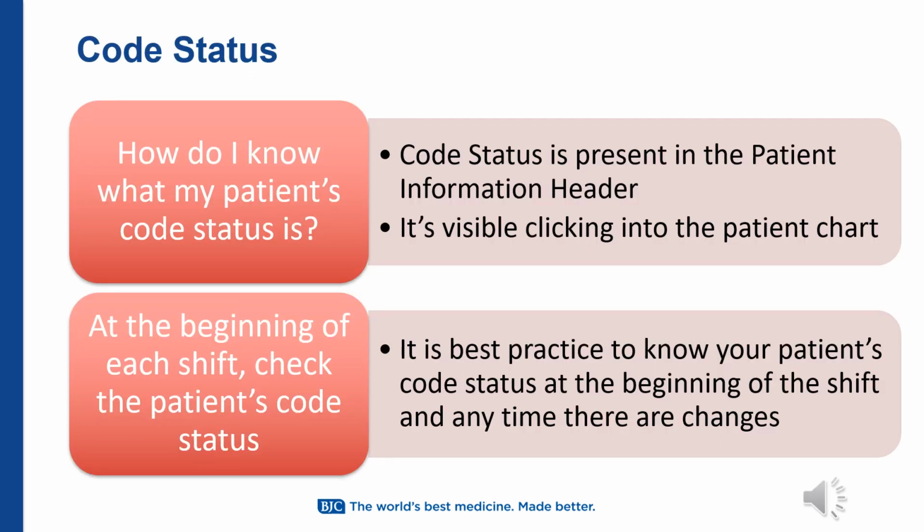Code status is present in the patient information header of the electronic medical record. It's visible by clicking into the patient chart. At the beginning of each shift, you should check the patient's code status. It's best practice to know your patient's code status at the beginning of the shift and anytime there are changes.